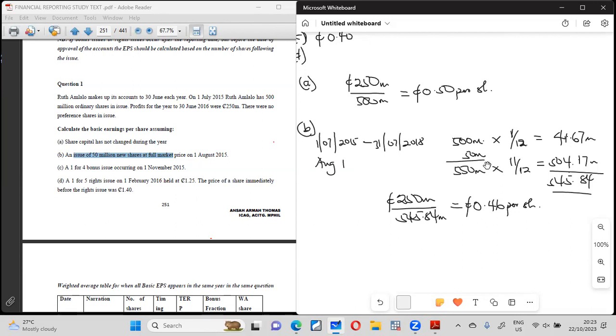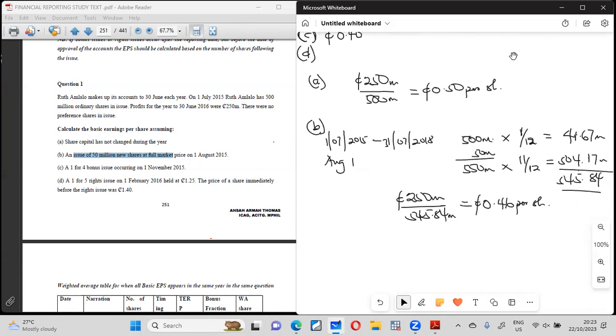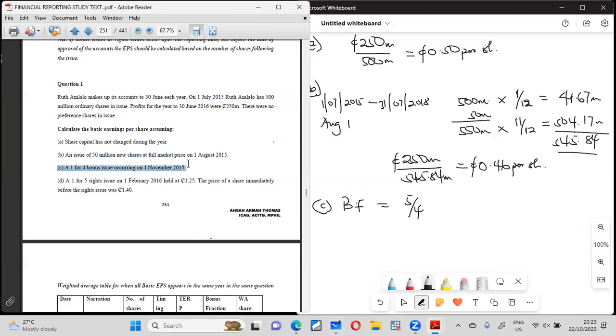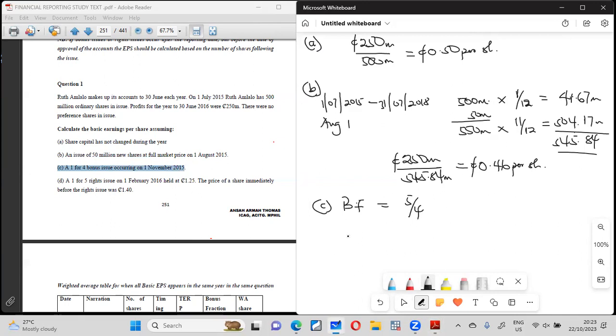All right, so check that. Then the C is a bonus issue. So for the bonus fraction, 1 for every 4, it's 5/4. And the thing was done in November. So the period runs from 1 July 2015 up to 31st October. So 4 months.